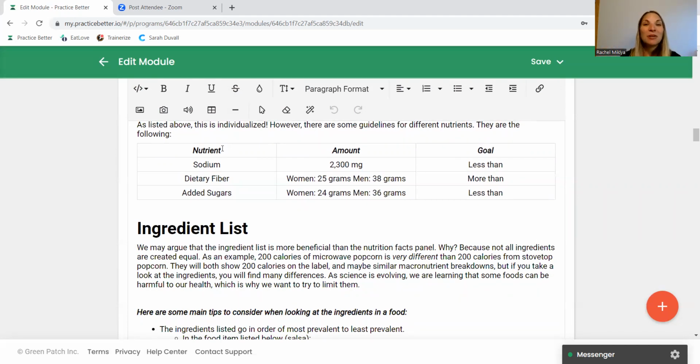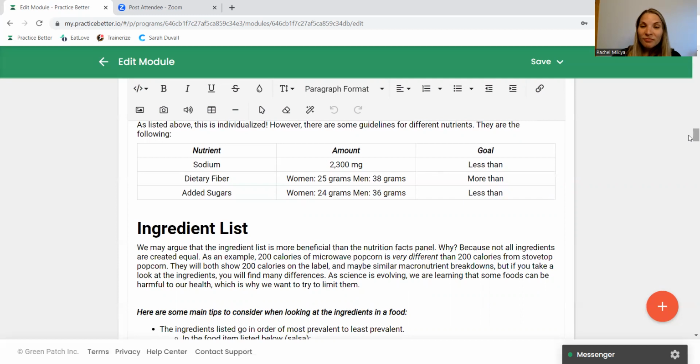Now I'm going to talk about the ingredients list because that is very important to pay attention to. The reason is because not all products are created equal. So microwave popcorn could be very different from stovetop popcorn. And I have the example listed down below, which we'll get to, and you'll be like, oh, why is that the case?